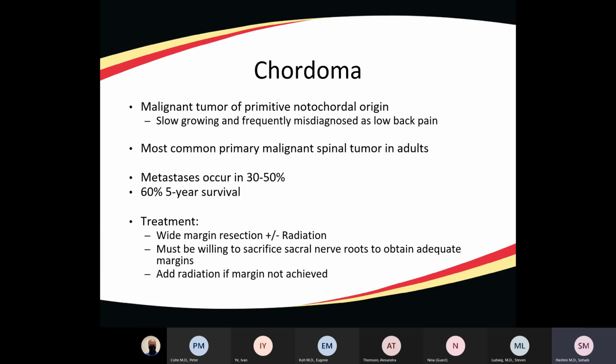The treatment is a surgical wide margin resection with or without the use of radiation afterwards. For this type of surgery, it is common to have to sacrifice sacral nerve roots to achieve the appropriate margins. And if those margins cannot be achieved, those patients will typically have post-operative adjunct radiation.